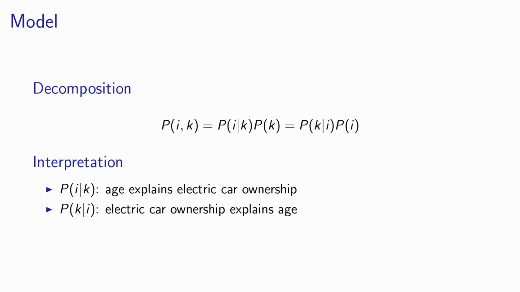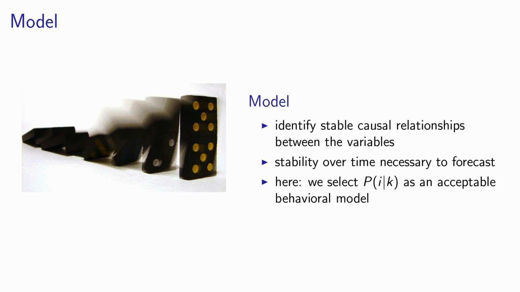So this is what I will call a behavioral model. And because I want to predict, I would like this causal relationship to be stable over time. And this is something very important because when you predict, you have to assume that something does not change. That's what we need to be forecasting. So that's what we do here. We will select P of I given K, so explaining electric car ownership as a function of age, as an acceptable behavioral model which is stable over time. That's the behavioral assumption that we will make here. And then we will select the first decomposition that we have seen in the previous slide.